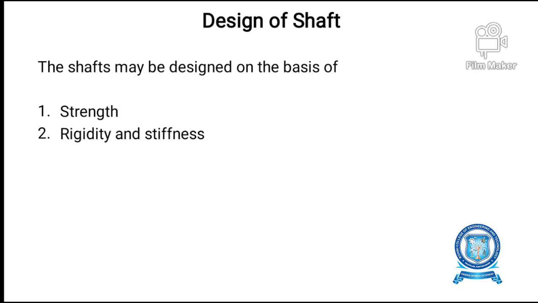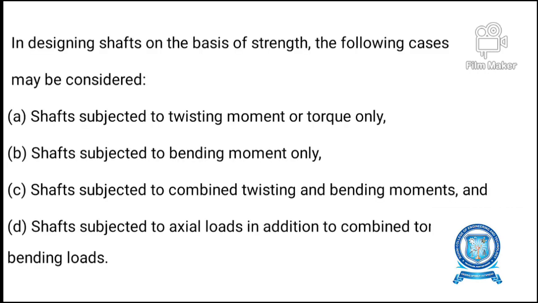Design of shaft. How to design shaft? Shaft can be designed based on strength and rigidity. Already we know what is strength: the ability to resist external force. Stiffness means the ability to resist deformation under stress. Based on the strength and stiffness, we can design shaft and we can solve more problems.